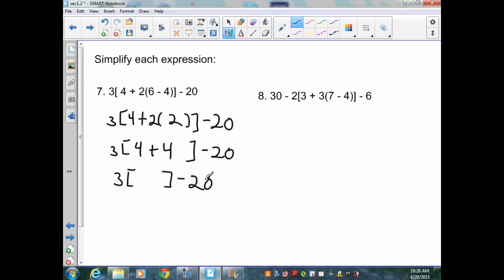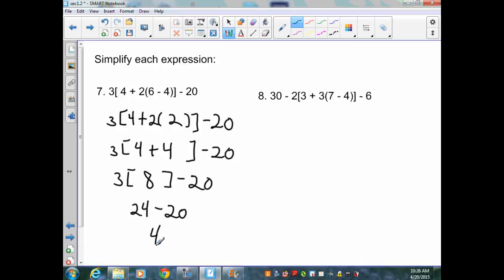Notice I'm reducing the problem. I'm simplifying. Now I work inside my brackets, my grouping symbols. 4 plus 4 is 8. And now I have 3 times 8. So 3 times 8 is 24, minus 20. And my final solution is 24 minus 20, which is 4.